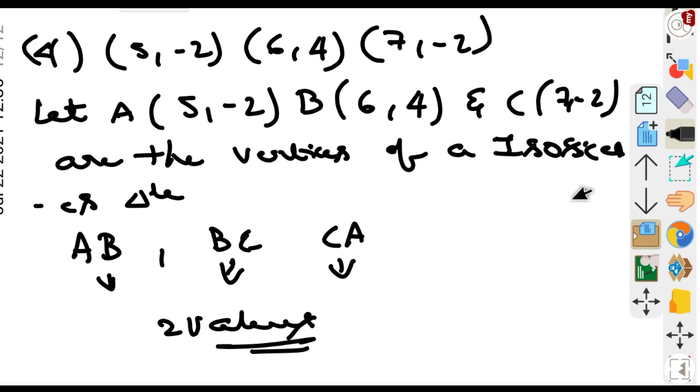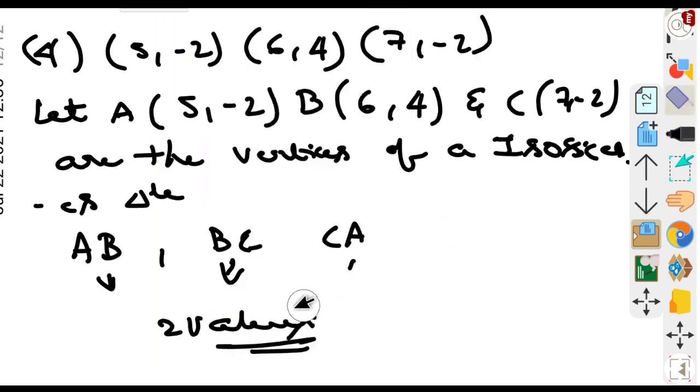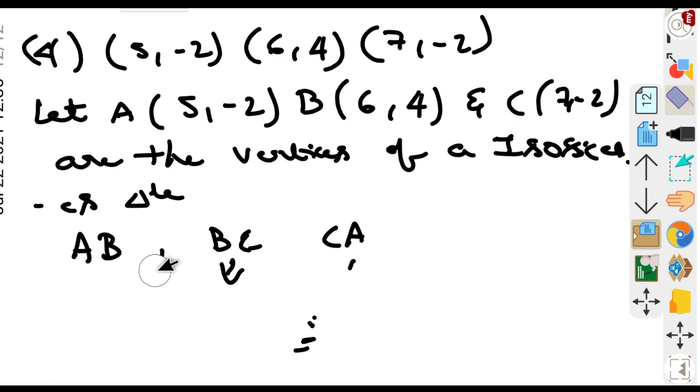So this is how we'll solve the problem, and this is also a very important problem, children. They can ask it for 2 marks. So now I'll find the distance between AB first, afterwards I'll move to BC, and afterwards I'll take CA and find the distance between CA. Okay, now first I'll take the AB coordinates.